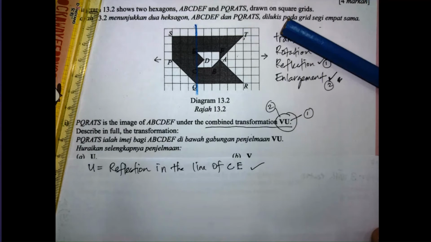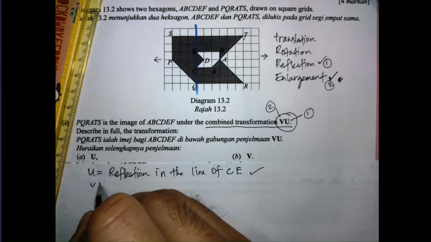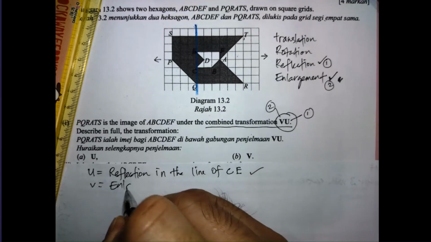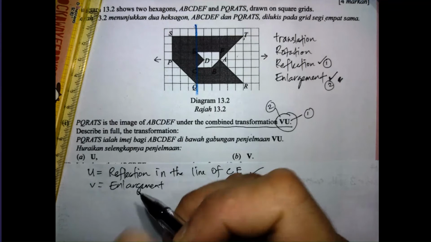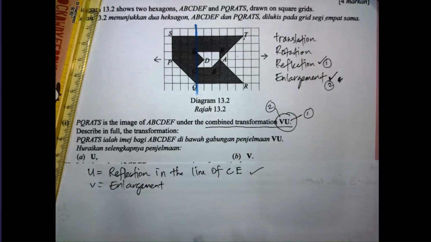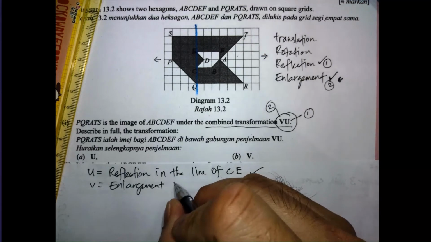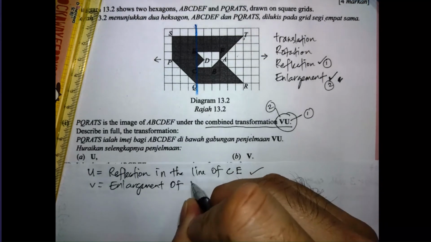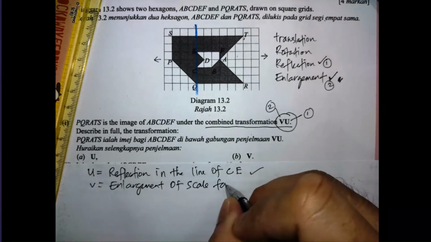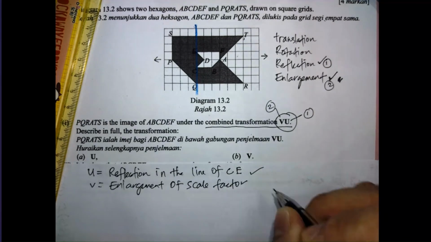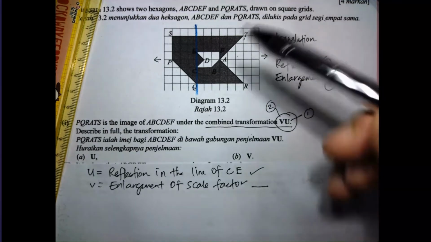So now how about our V? Our V just now is enlargement. So V is enlargement. For enlargement, we have to identify the scale factor. Enlargement of scale factor. So we need to know what the scale factor is. How to know?